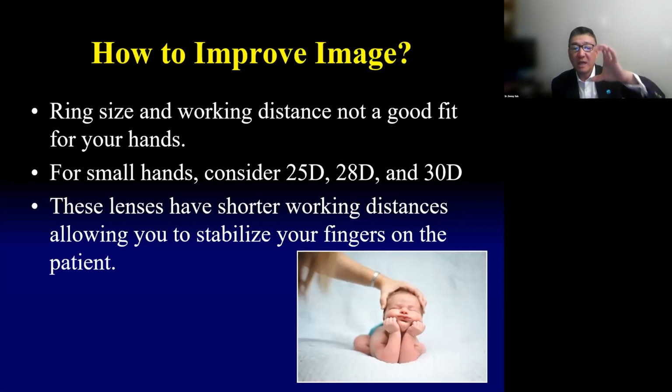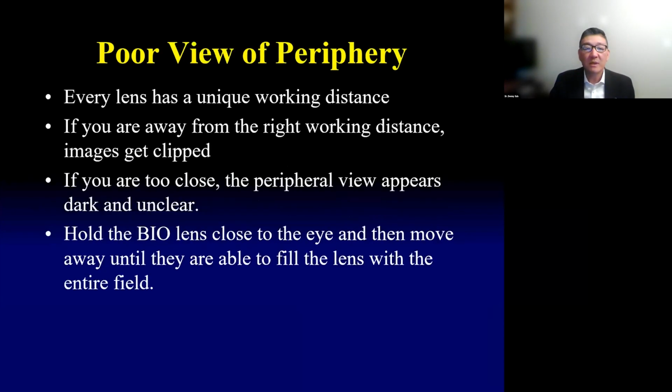Also, for people with small hands, it's hard to hold these bigger lenses. So try to find a lens that you feel comfortable with, whether you have small hands or big hands. Also, the lenses with higher numbers have a shorter working distance, so you can rest your fingers on the patient's forehead or brow to stabilize it. That is another tip I can give you.